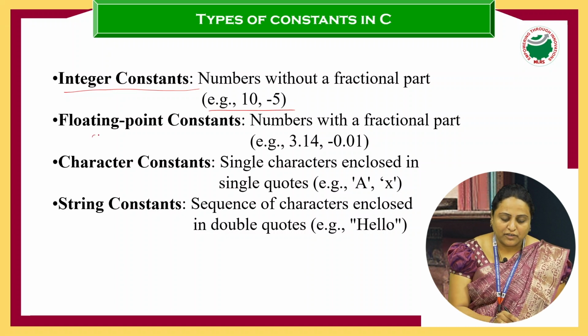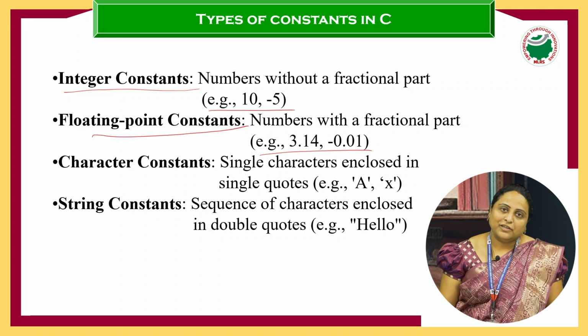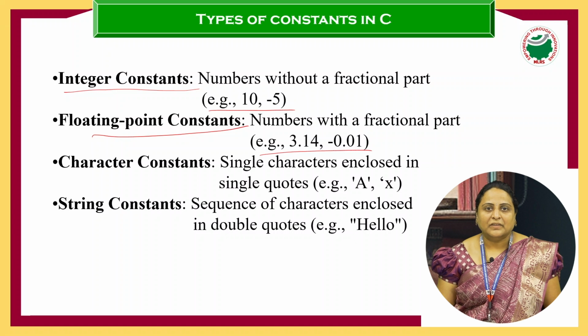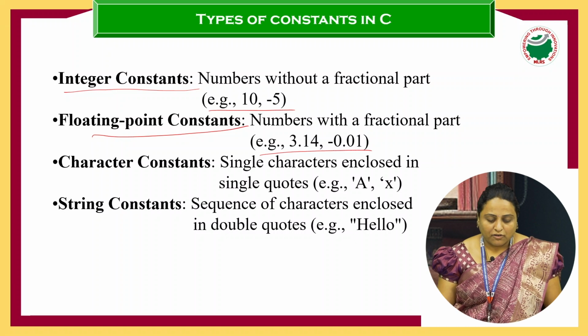Coming to the next one, floating point constants. All the numbers with a fractional part can be called floating point constants. Minus 2.35 cannot be replaced with any other number, it should be minus 2.35 only. Or 6.92 cannot be replaced with any other number. So these are also constants.